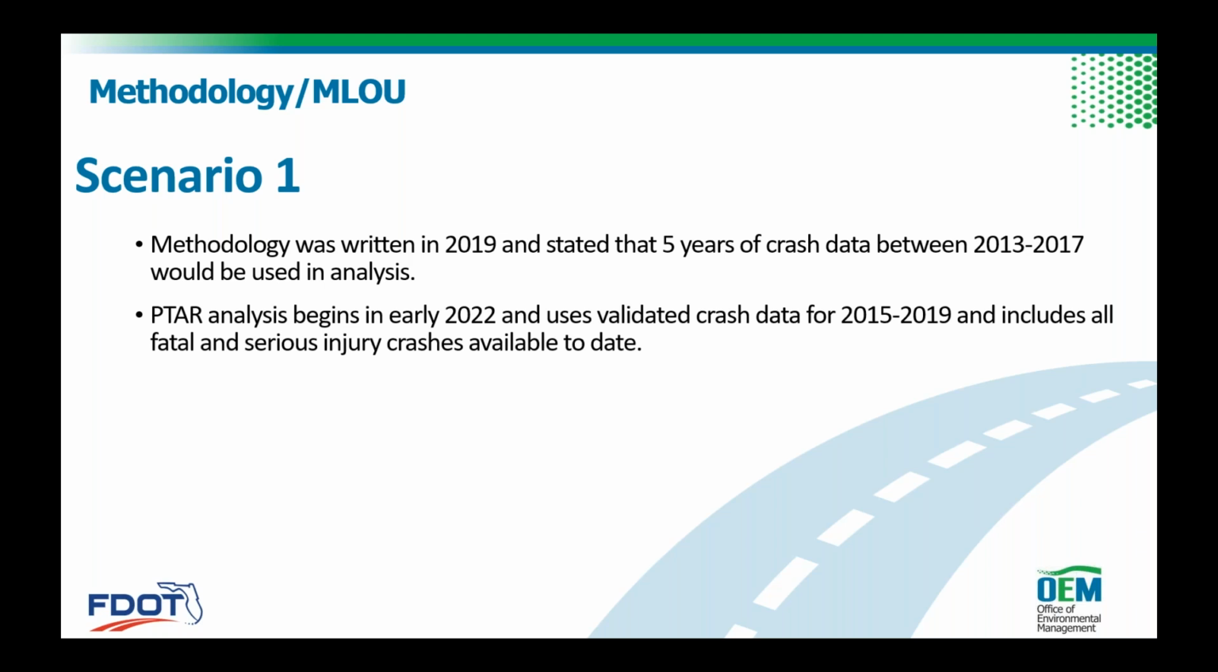And in 2019, this is a very accurate statement. Maybe crashes were only validated up to 2017 in the FDOT-CARS database. But in reality, what happened was the PTAR analysis begins a few years later in 2022, and now wishes to use validated crash data from 2015 to 2019. In addition, also include all fatal and serious injury crashes available to date, maybe through other sources such as Signal 4. And this is a very common scenario that happens all the time.